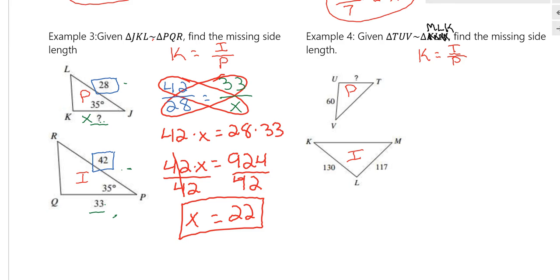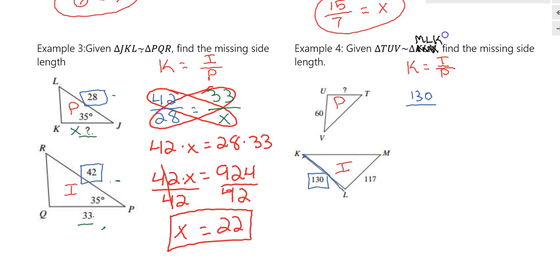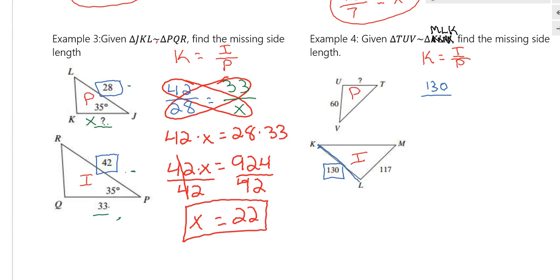So when I do I over P, I'll start with KL. Since this has kind of been rotated around, what side does it go with? It's sometimes hard to see if it's been rotated and reflected, and they're kind of similar. Right, so I'm going to look at the letters. K to L is here. It's the last two letters, so I need to look at U to V. Right, so 130 goes with 60.